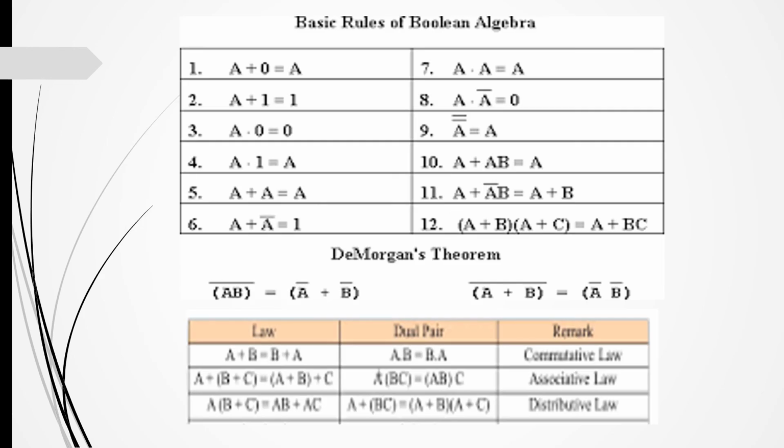Here you can see basic rules of Boolean algebra. So here you can see all basic rules of Boolean algebra, De Morgan's both theorems, commutative law, associative law and distributive law. So these are the basic laws of Boolean algebra.